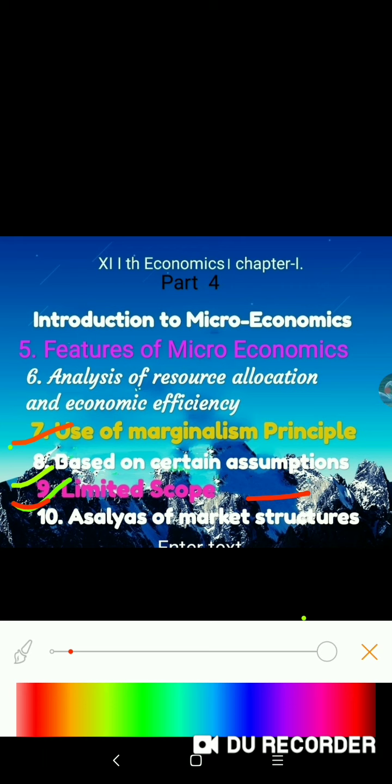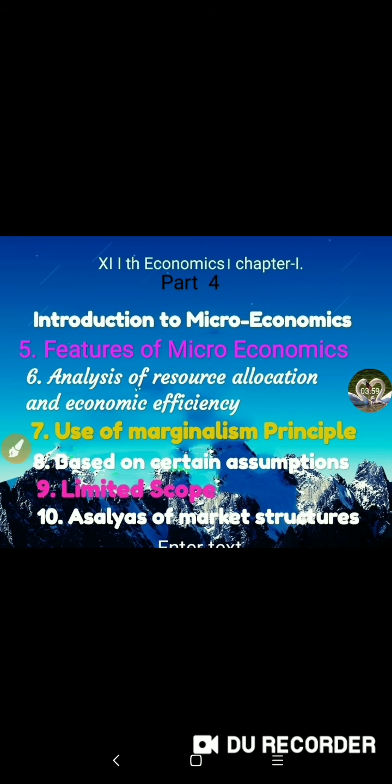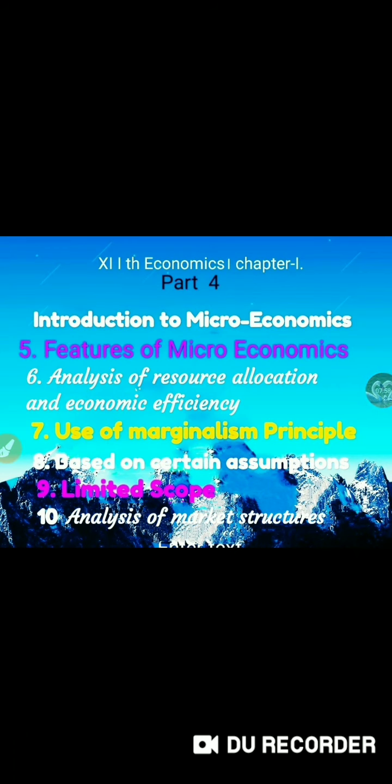Tenth and last point, analysis of market structures. Microeconomics analyzes different market structures like perfect competition, monopoly, oligopoly, monopolistic competition, etc., and describes how prices and quantities are determined in different markets. These are the ten features of microeconomics.